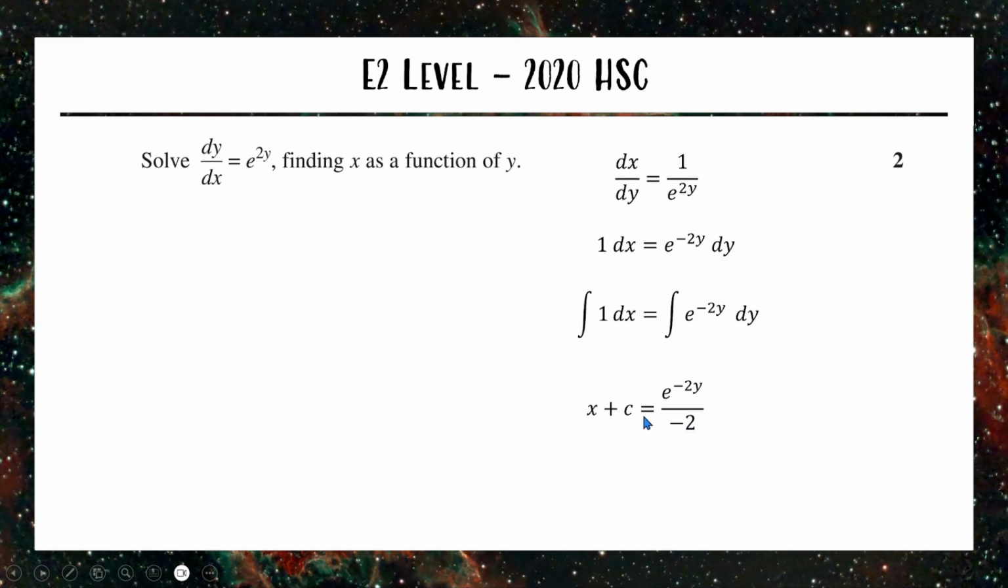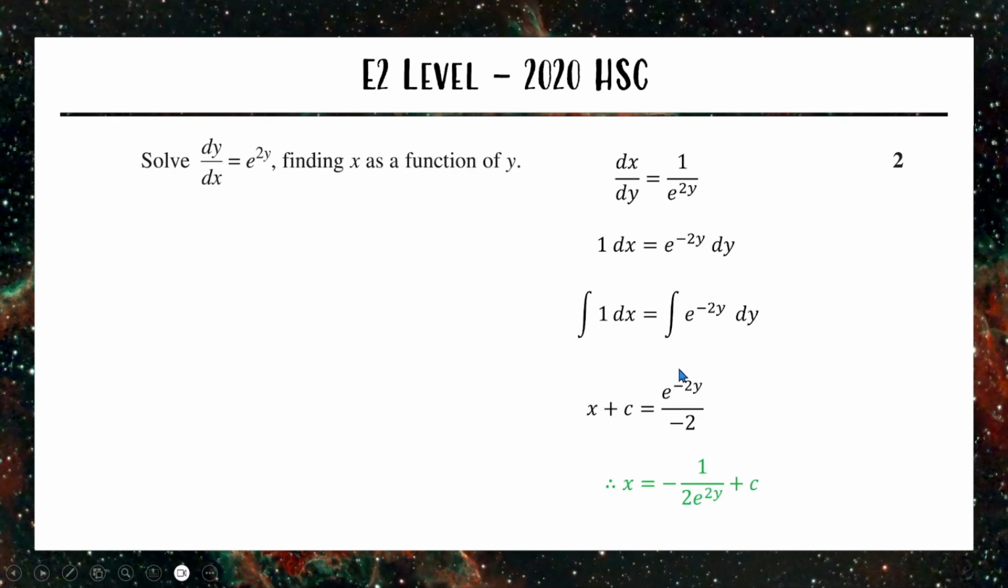Now there's not much left to do here. It just says to write x as a function of y, so we just need to make x the subject. So we'll just put that constant over to the right-hand side. And because it's a constant, when you move it across, it doesn't really change positive or negative because we don't know what the number is because there's no information in the question.